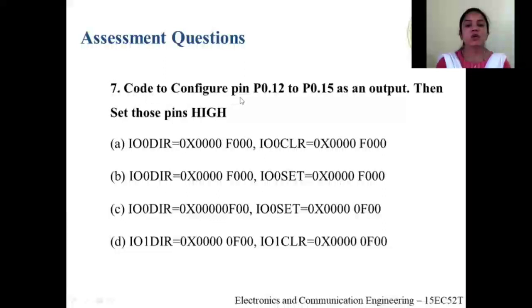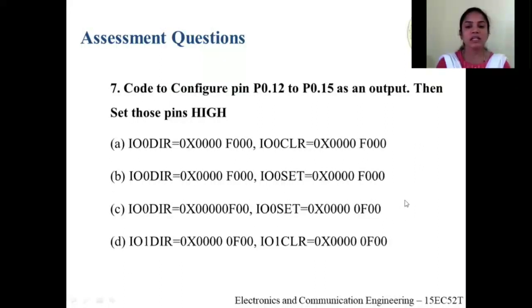Next question: code to configure pins 12 to 15 of port 0 as an output, and set those pins high. First is IODIR and next is IOSET. In the first option we have IODIR and IOCLR, so this is not the answer. In the second one, IODIR, IOSET, so this may be. In the third, IODIR, IOSET, this may be. In the last, IODIR and IOCLR, so this is not the option.